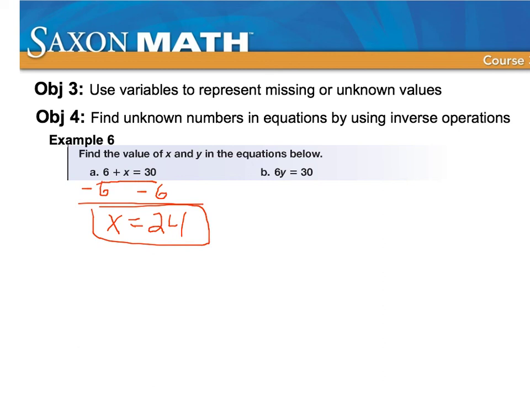Now let's go to part B. This is 6 times y equals 30. So I have to do the inverse of times. Well, what's the inverse of times? It's divide. So I'm going to divide by 6. And I get y equals, and 30 divided by 6 is 5. So inverse operations means just do the opposite of what you started with to get your answer. And you're finding an answer for a variable, for a letter that represents something you didn't know. But now we know what those are.